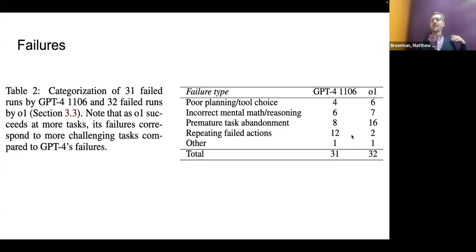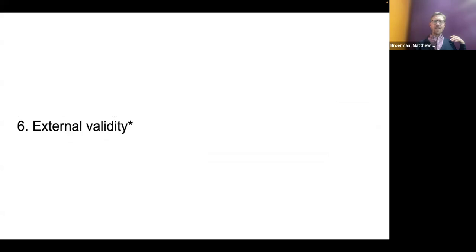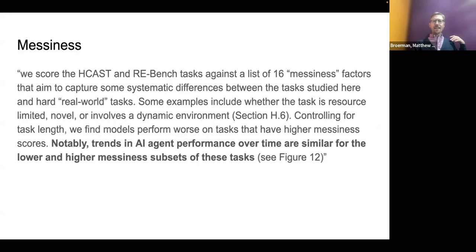And of the ones that they failed at, you can see that they sort of trade off almost. Everything else seems roughly equivalent, but they seem to trade off. GPT-4 just seems to repeat itself, whereas O1 seems to lose interest or something like that. They have some detail about what is this premature task abandonment, what goes into that. External validity.